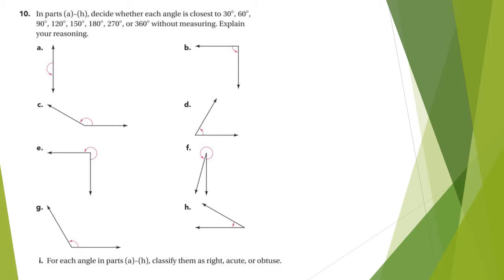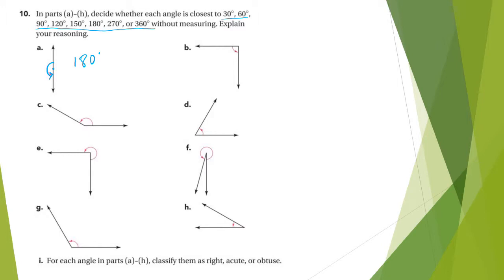In question 10, I'm asked to think about benchmark angles and which of these benchmarks in particular each angle is the closest to. Again, I'm not measuring here, I'm just making estimates. So in A, I can notice, for example, that this rotation looks like half of a rotation, which would tell me that it's half of 360 degrees, which would be 180 degrees. You might recognize that also as a straight line or a straight angle.